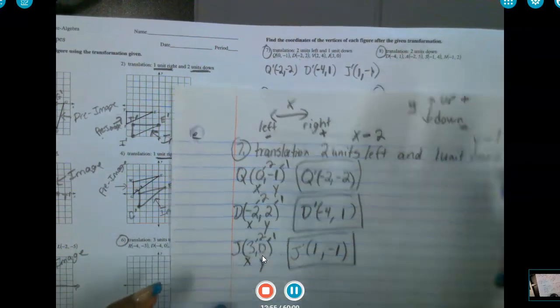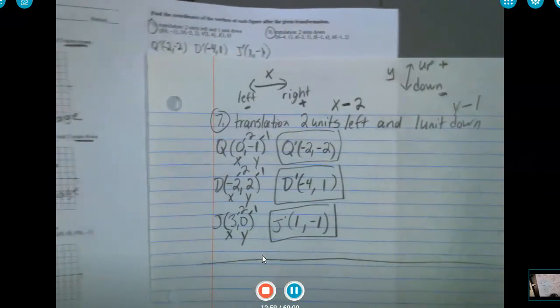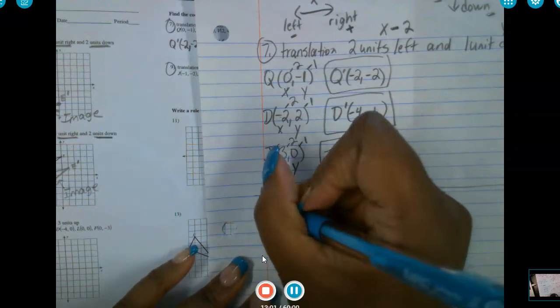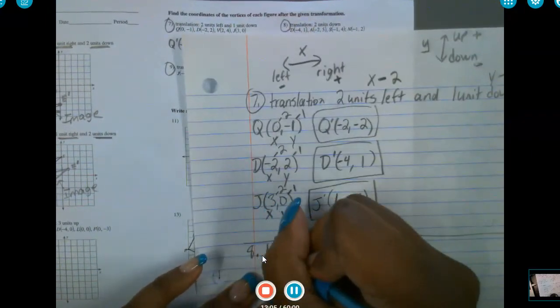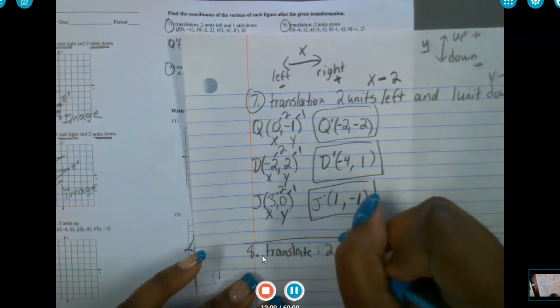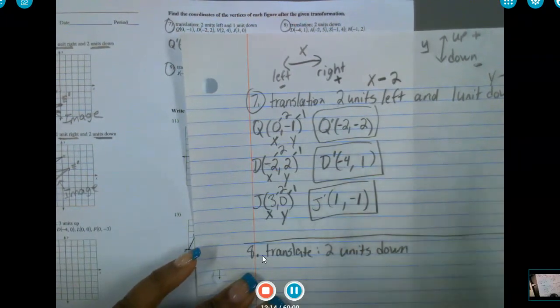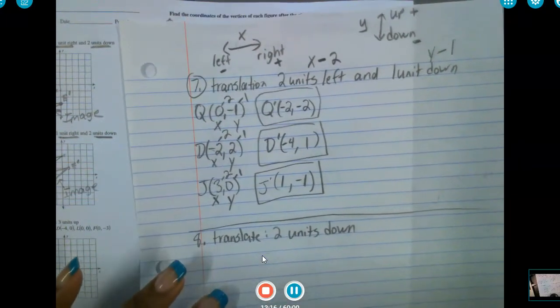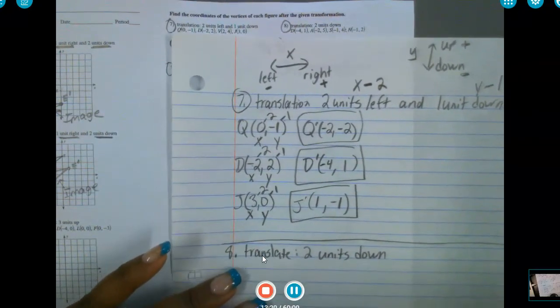Now I'm going to do number 8. Let's do number 8 together, y'all, okay? All right. Number 8 says, translate, that's the slide, 2 units down. That's what it's saying. Translation, 2 units down. So, what does that mean?